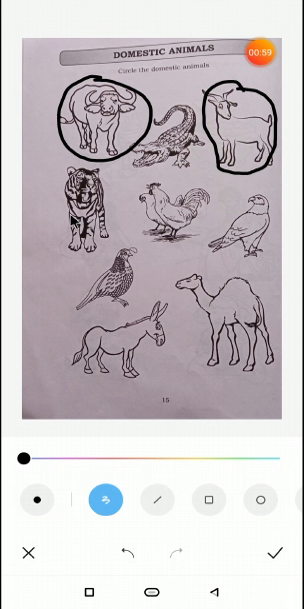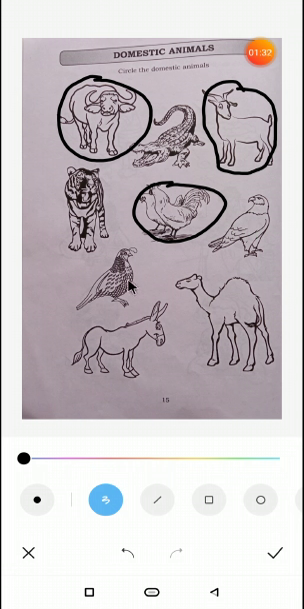Next we have a tiger. A tiger is a wild animal, so we will not circle the tiger. Cock and hen are domestic animals. They live on farms. The cock and the hen, we get meat from them, and also the hen gives us eggs. Therefore, we circle the cock and hen. Now next we have an eagle. Eagle is a bird. It's a wild bird. Okay, so it's not a domestic animal.